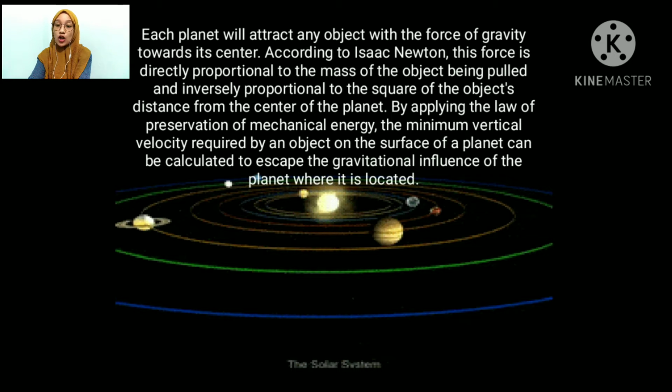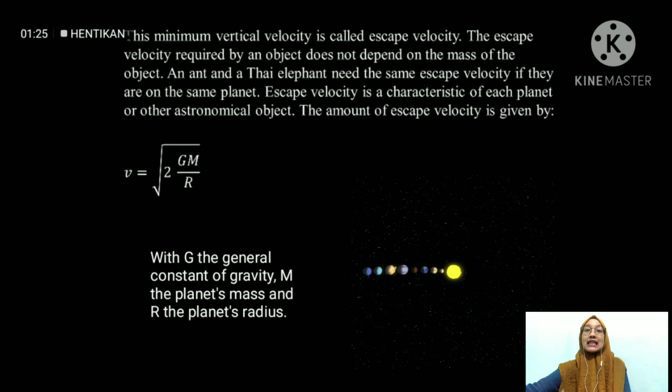Each planet will attract any object with the force of gravity towards its center. According to Isaac Newton, this force is directly proportional to the mass of the object being pulled and inversely proportional to the square of the object's distance from the center of the planet. By applying the law of conservation of mechanical energy, the minimum vertical velocity required by an object on the surface of a planet can be calculated to escape the gravitational influence of the planet where it is located. This minimum vertical velocity is called the escape velocity.